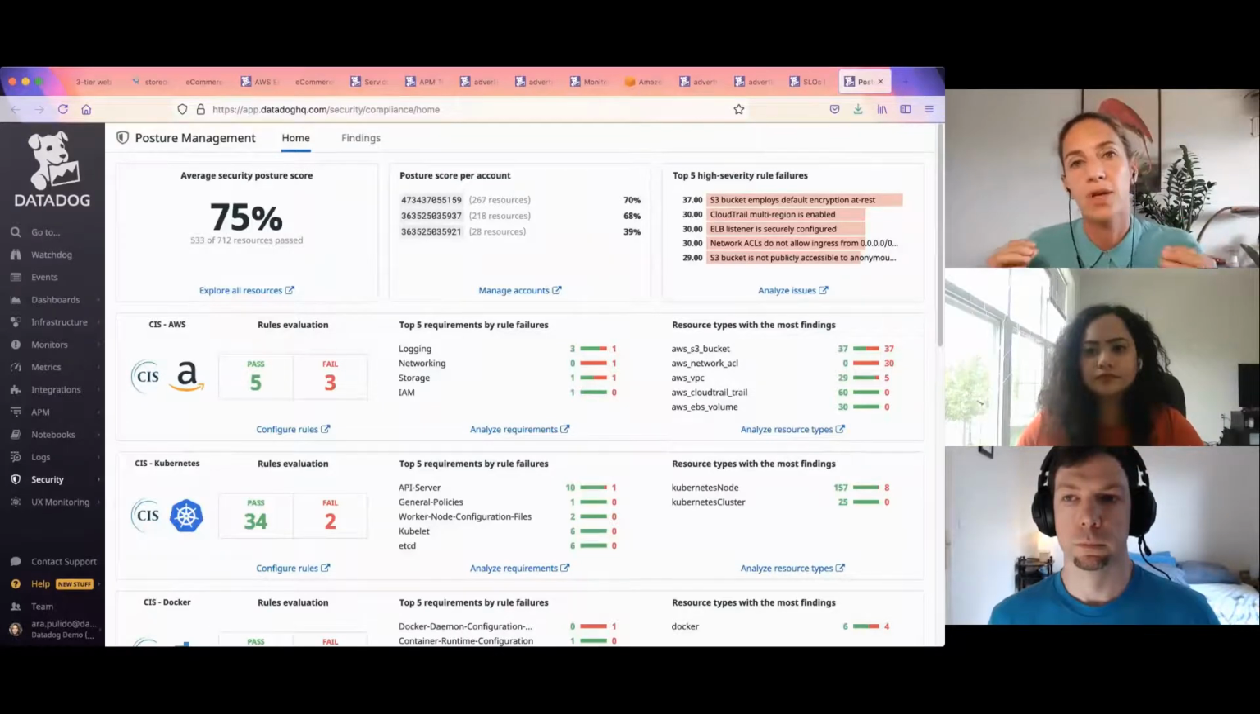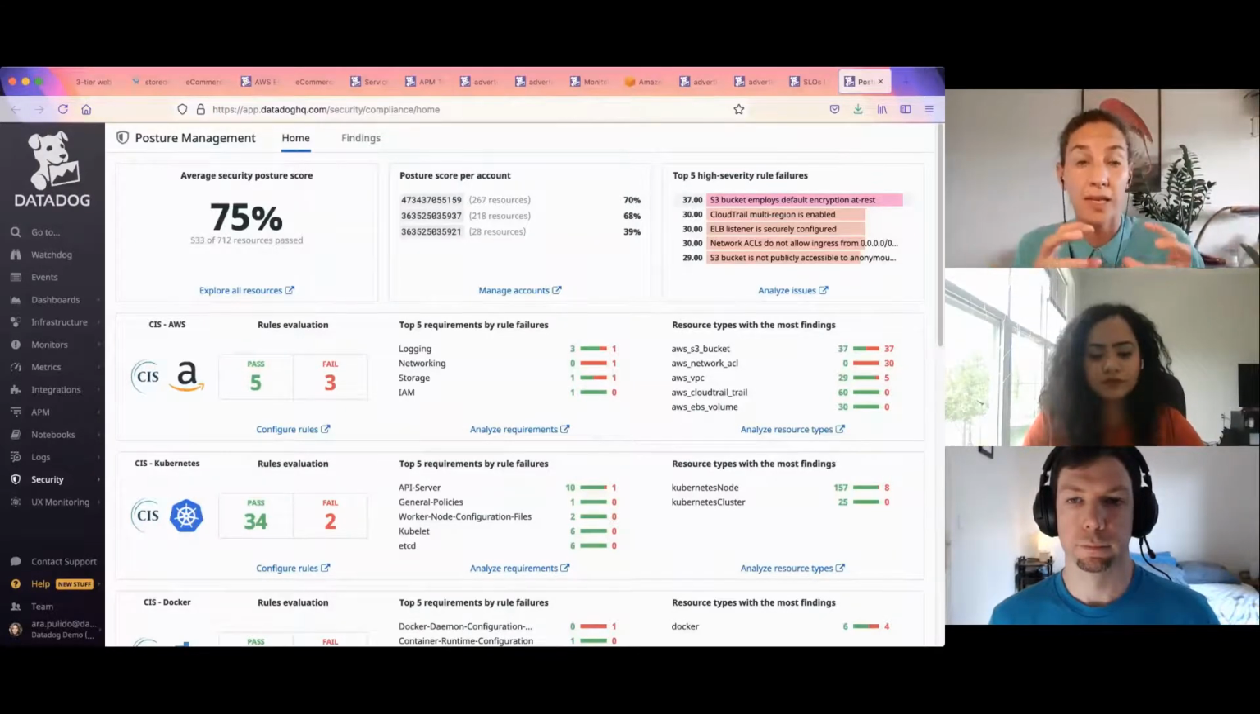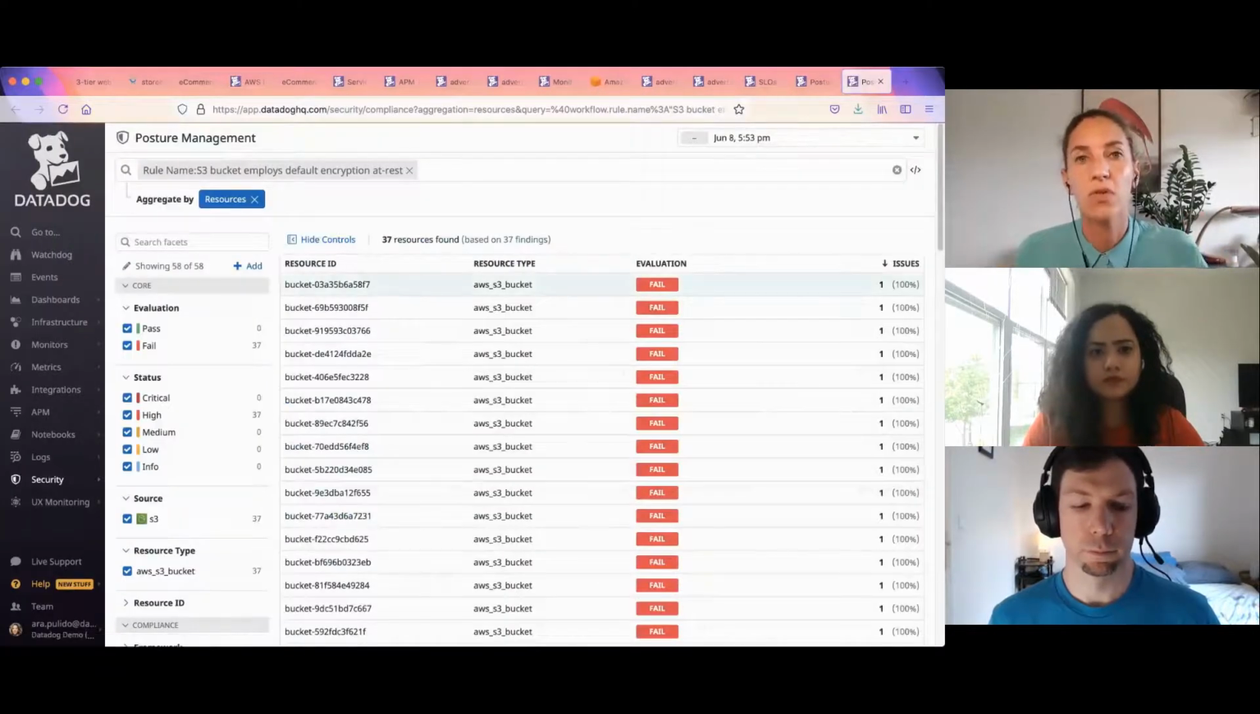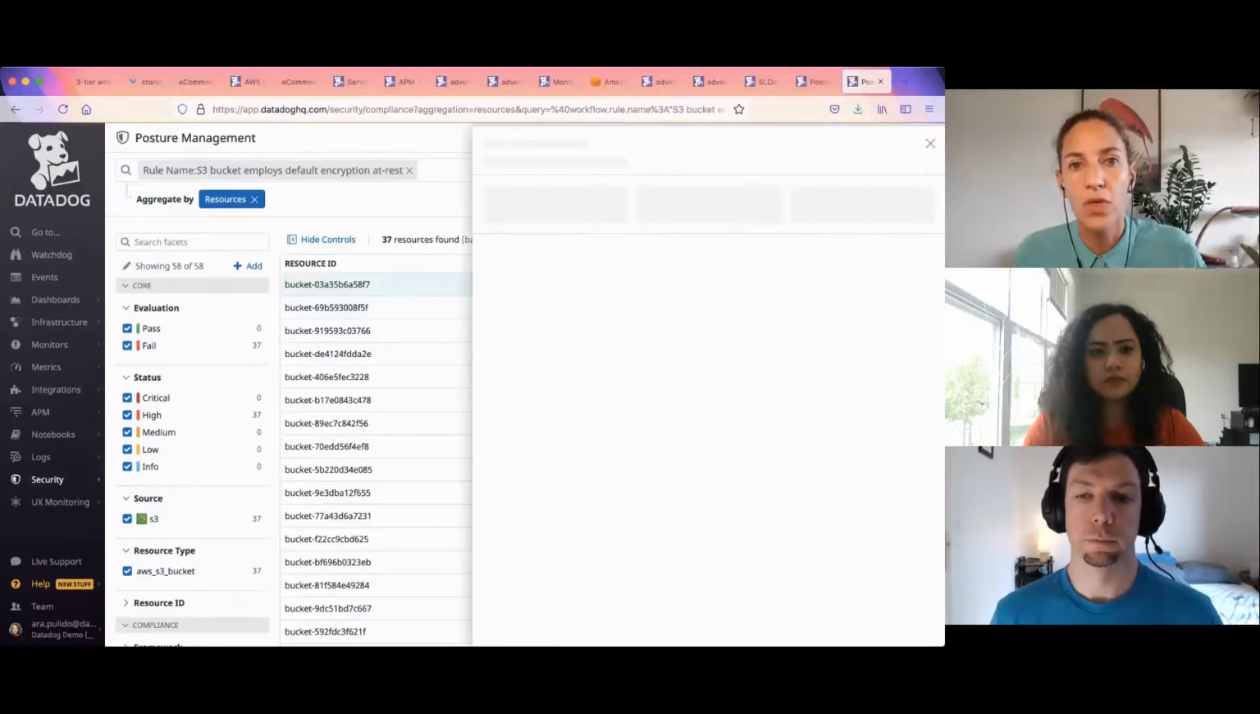But it's good to have some best practice, some good posture that we call it, that can tell you the things that maybe you have to think about. And let's just put an example here in our accounts. For example, this rule, S3 buckets. S3 bucket is a storage for AWS, employs the default encryption at rest. That's the thing that needs to happen. And it's going to give you all the resources that you have that are failing that rule. You may or may not want to remediate those, depending on what you're storing on that S3 bucket, but it gives you an idea of things that you need to look at.